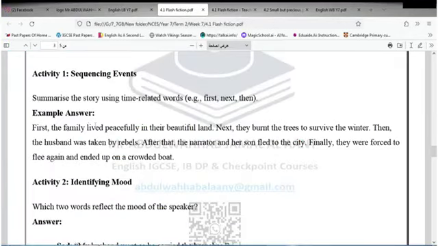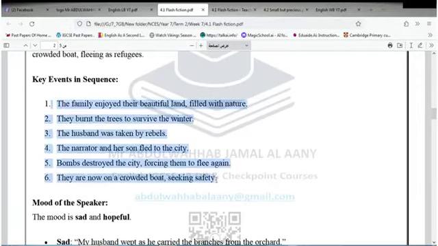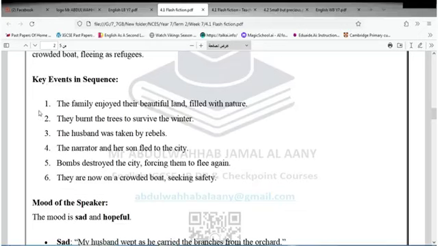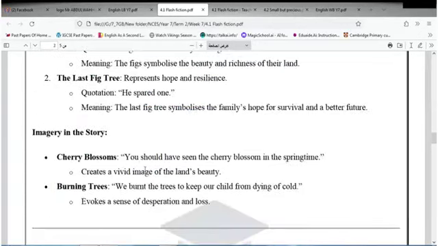So first, the family lived peacefully in the beautiful land. Next, they burned the trees to survive the winter. Then, the husband was taken by the rebels. After that, the narrator and her son fled to the city. Lastly, finally, they were forced to flee again and ended up on a crowded boat. I took those notes or sentences and I tried to make them like one paragraph using the time sequences.